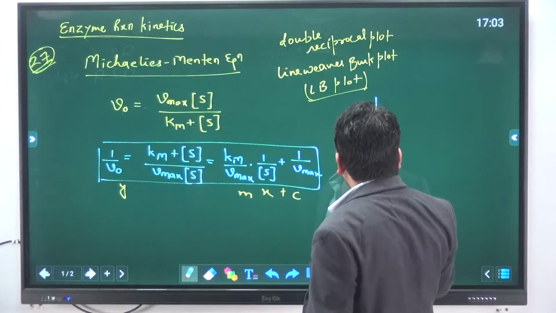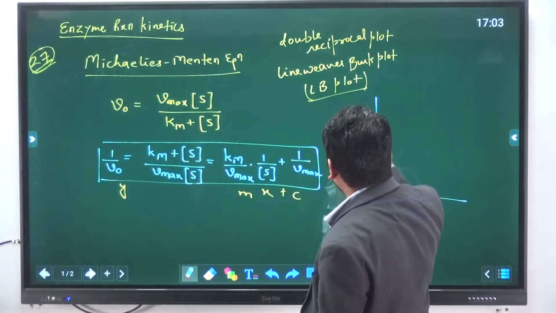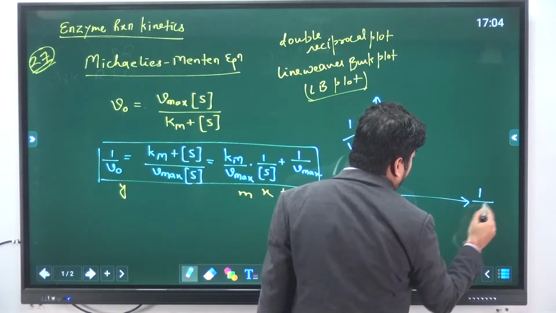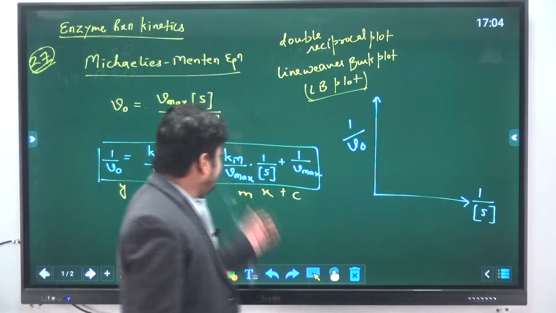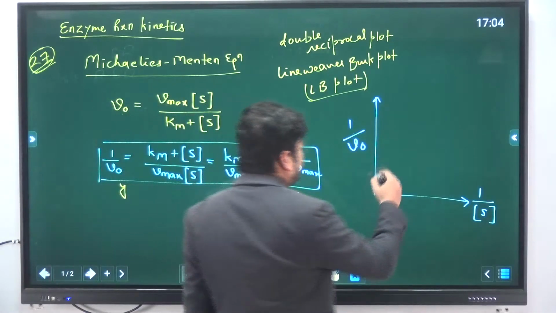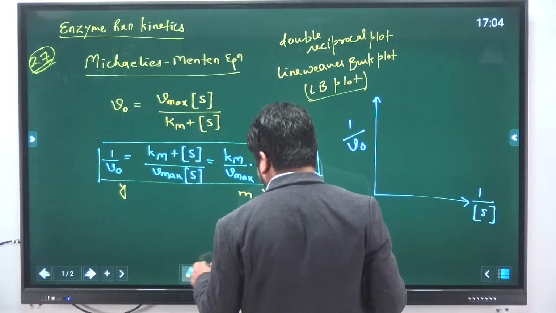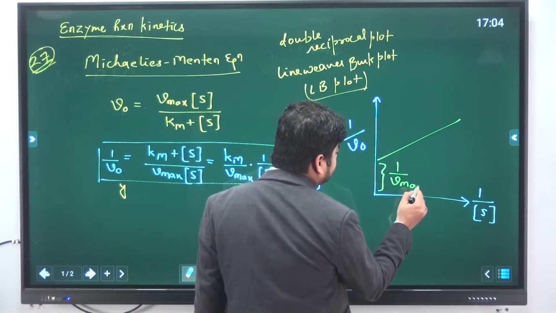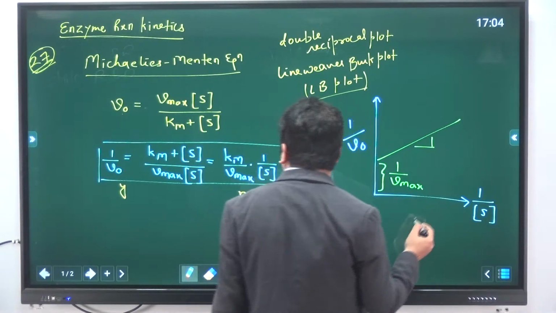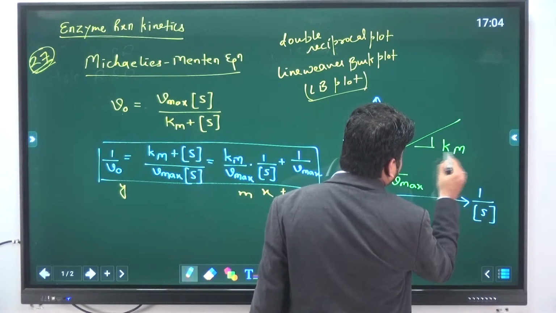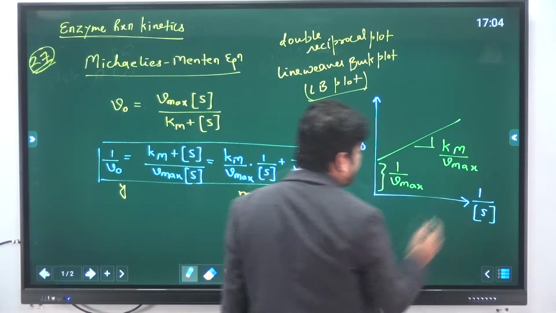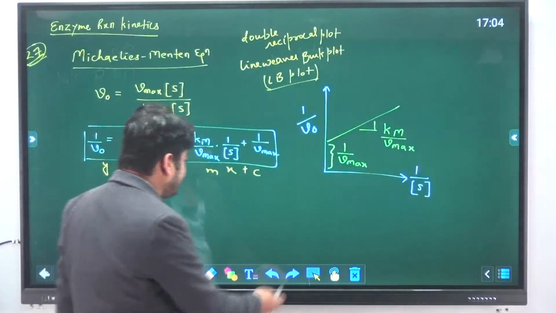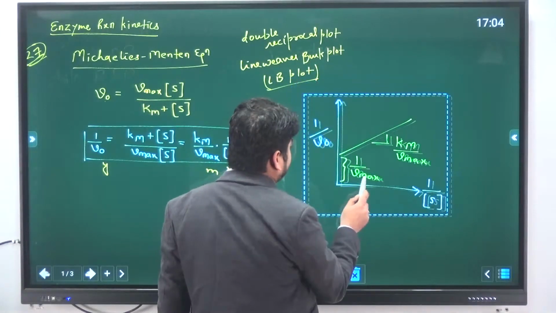So here on the y-axis we will have 1 over V naught. On the x-axis we will have 1 upon the concentration of S. And this will be a straight line where you can see the intercept on the y-axis will be 1 upon Vmax, and the slope of this line will be Km over Vmax. This is the plot which we will get from this expression.